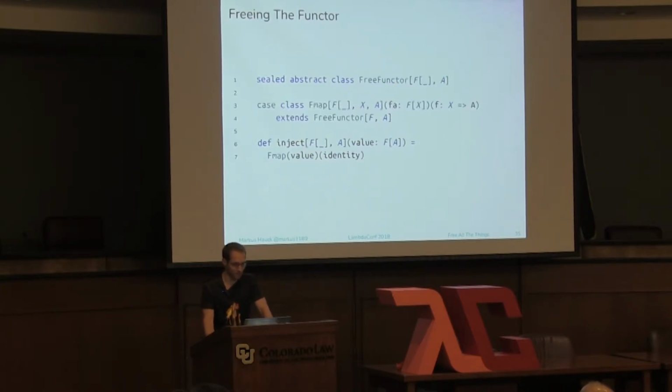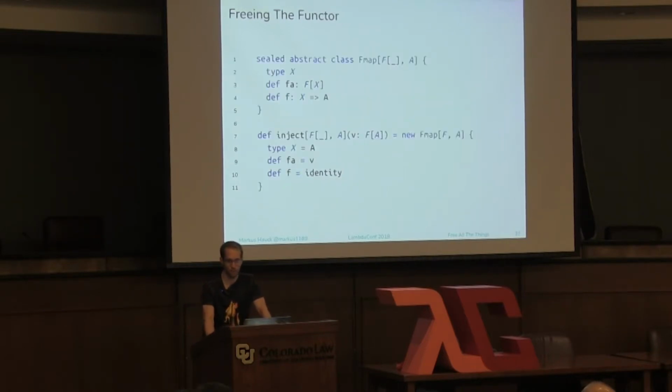If you look at this, why do we have this subclass? Well, our FreeFunctor has 2 type parameters and our fmap has 3. So we somehow need to hide that extra type parameter in order to get rid of the class. We can do this by making it existential and using a type member in Scala. Then we can just say the fmap node has this existential type X, and everything will work out, and we can just use it also in the inject method. So we have minimized our structure even more.